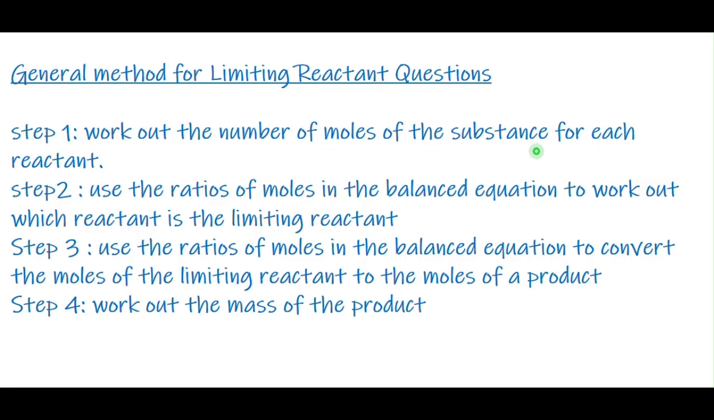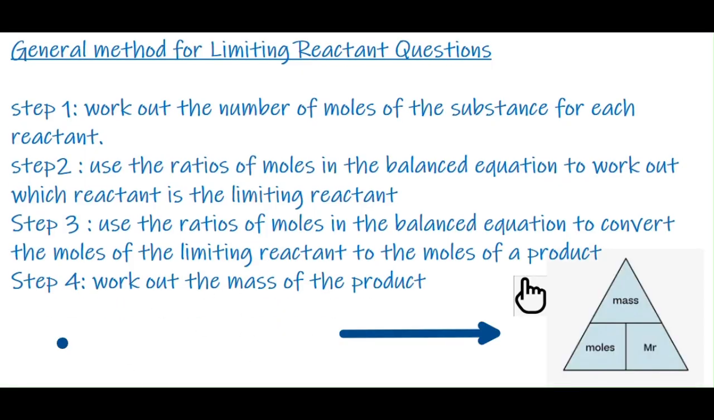Step 1. Work out the number of moles of the substance for each reactant. Use the ratios of moles in the balanced equation to work out which reactant is the limiting reactant. Use the ratio of moles in the balanced equation then to convert those moles of limiting reactant into moles of a product, and then you work out the mass of the product, and this is done using our Mr, Moles with a mass on his head formula triangle, which you may have seen in my previous videos.